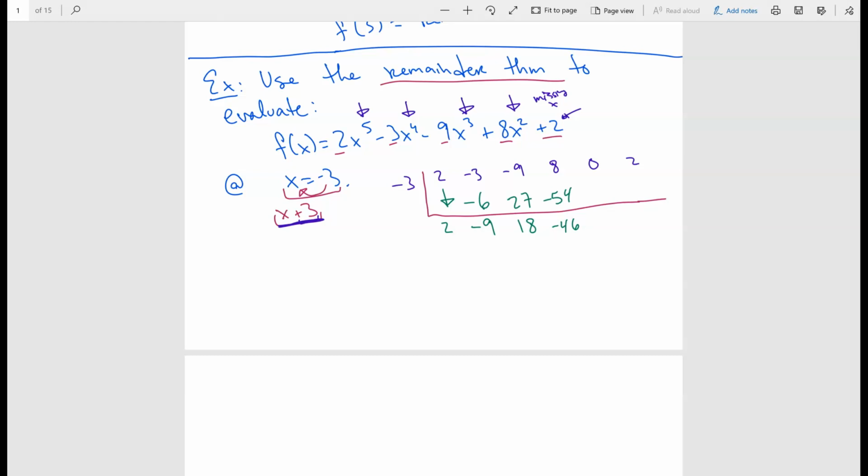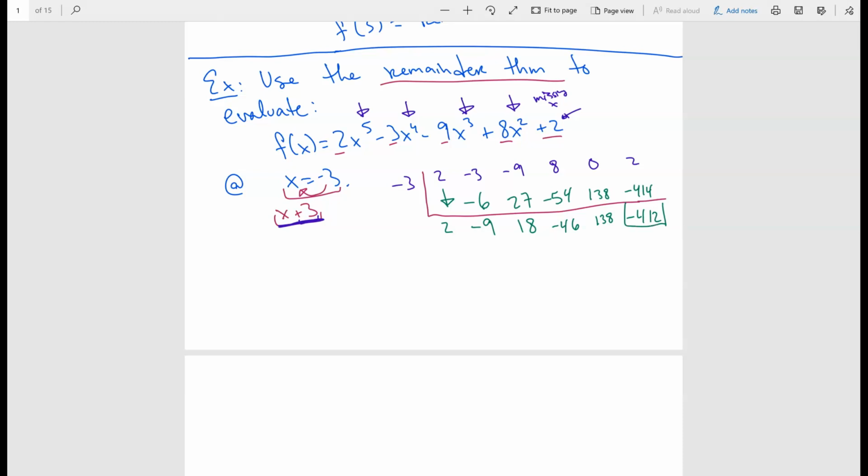That's going to give me a +138. I'm going to bring this down. Nothing happens here. And then 138 multiplied by -3, you're going to get -414. Added to 2, you're going to get -412. Okay, so this is my remainder term.